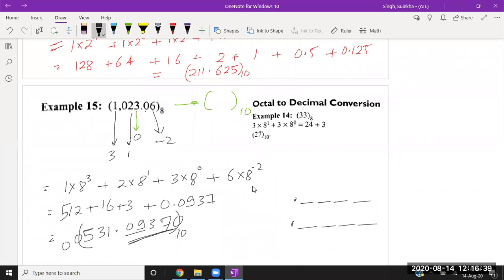If that is recurring, like in some answer you are getting 3.2222, it's your choice. You can write these four parts, or you can write just the 3.2 part also. Okay, sir. Thank you.